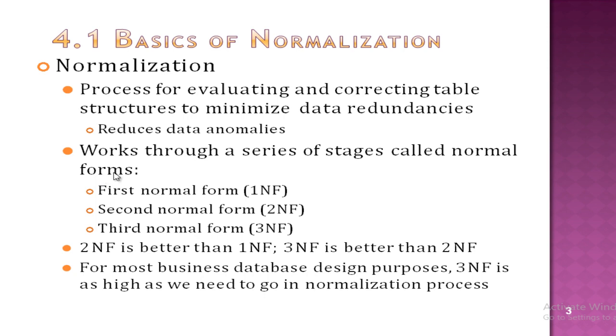This process was first proposed by Dr. Codd in 1972. Codd proposed three normal forms, called the first normal form, second normal form, and third normal form. The second normal form is better than the first normal form, and the third normal form is better than the second. How? We will see later. For most business database purposes, third normal form is preferred.